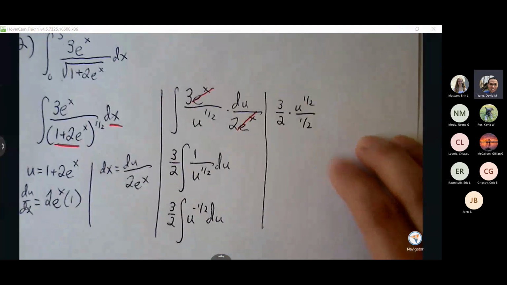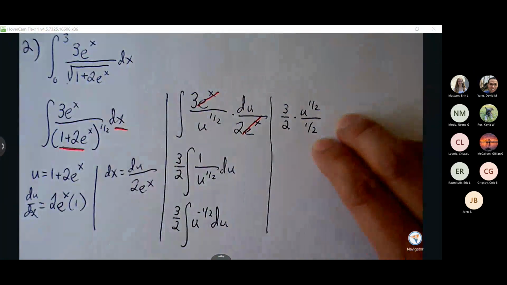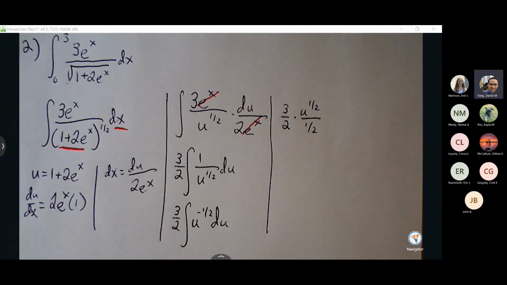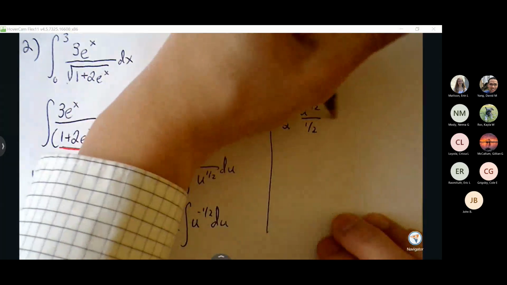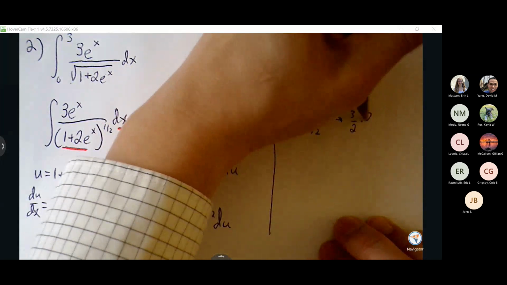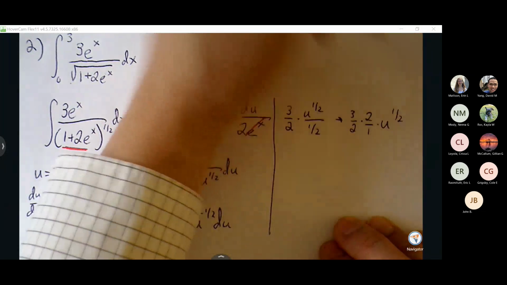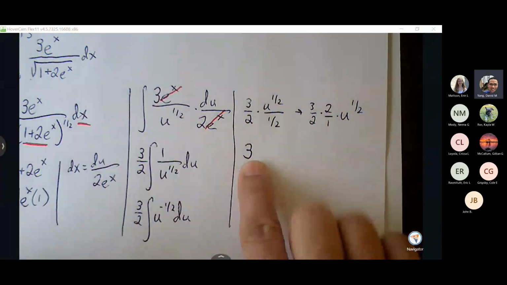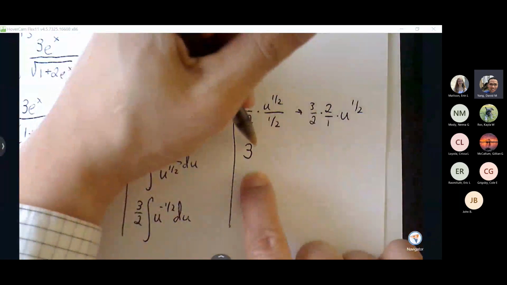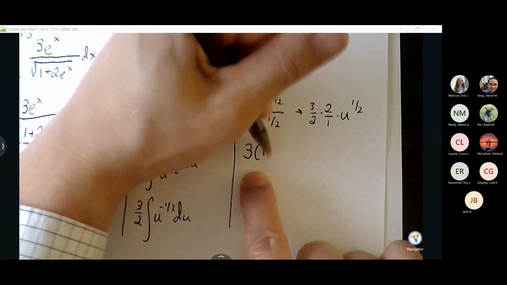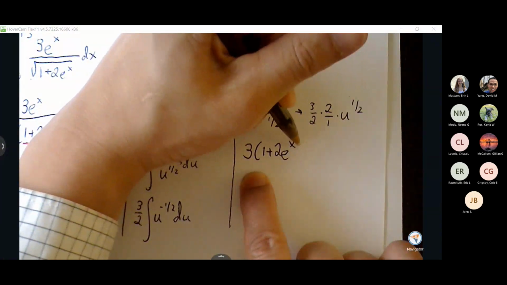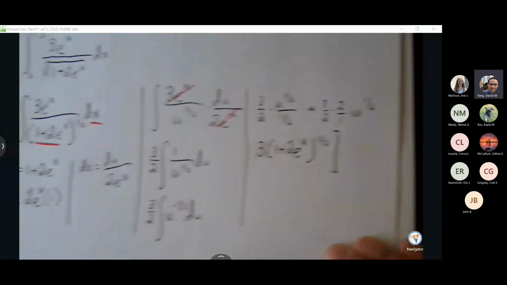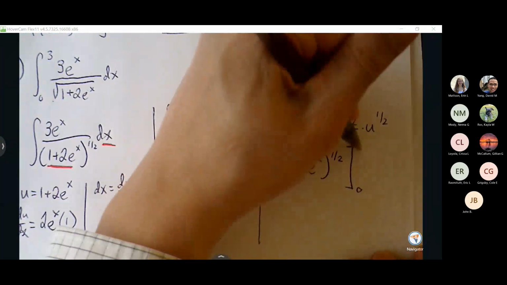There's no plus c because we're dealing with bounds. So I'm going to clean this up, bring my original variable back, and then I can work in my bounds. 6/2, which is 3. 3u to the 1/2. I'll bring my original x variable back. Now my bounds are ready to be used.